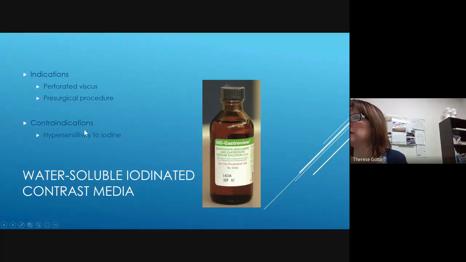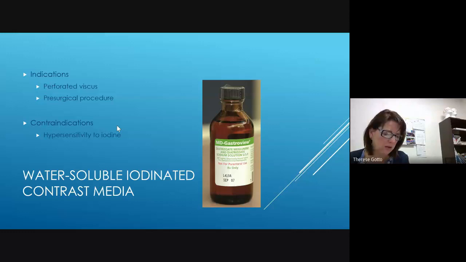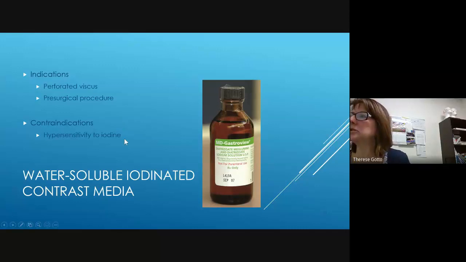And if we needed water soluble, we would use that for a perforated viscus or any type of pre-surgery. We do not want them going to surgery with barium, because if there's a rupture or any kind of nick in the bowel and barium gets into the peritoneal space, it can cause infection, etc. A contraindication to this, as with anything, is a hypersensitivity or allergy to it.